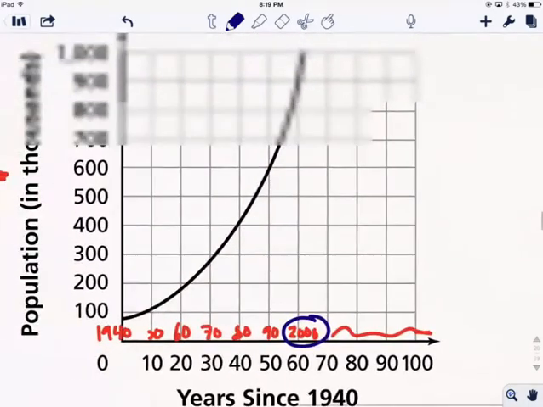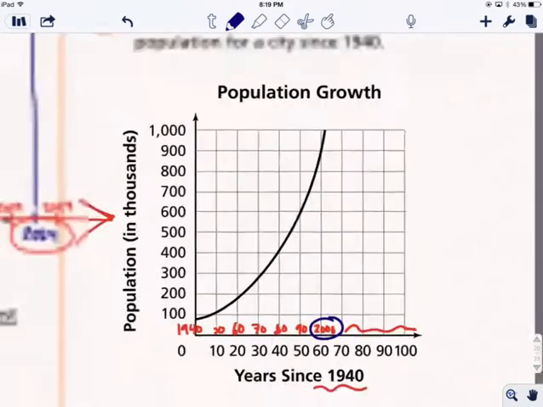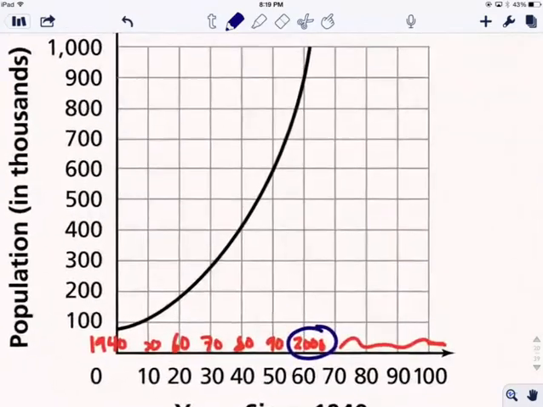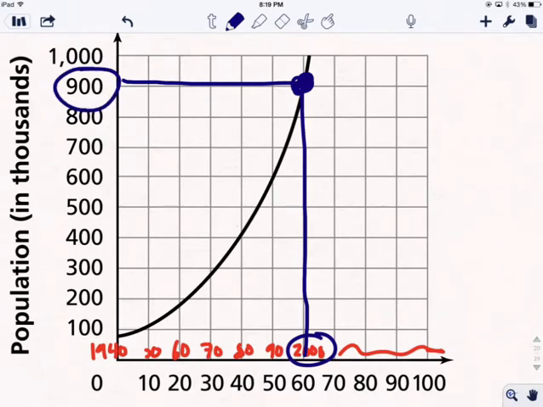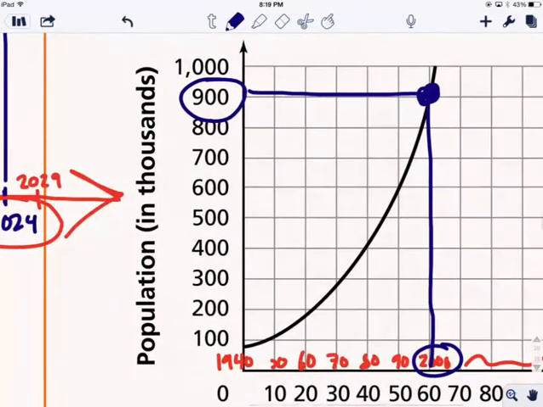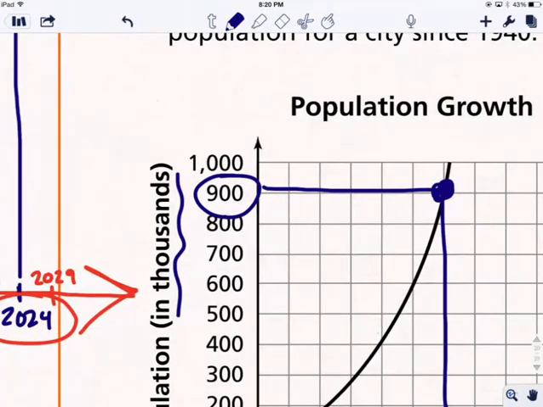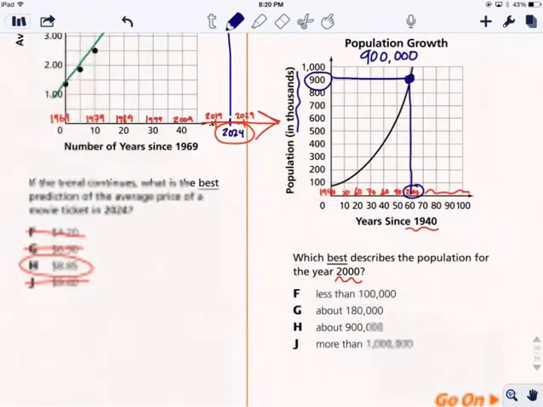Now, to figure out what the population of this city is in the year 2000, all we need to do is go up from here, see where the graph is at that point, and the value of the graph is 900 at that point. But then we also need to look at the scale over here, and the population is given in thousands. So the population of the city in the year 2000 is 900,000, which is answer choice H.